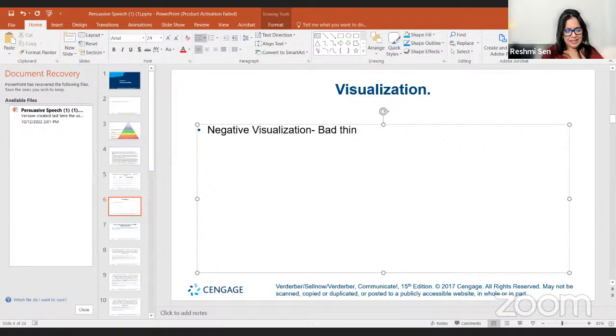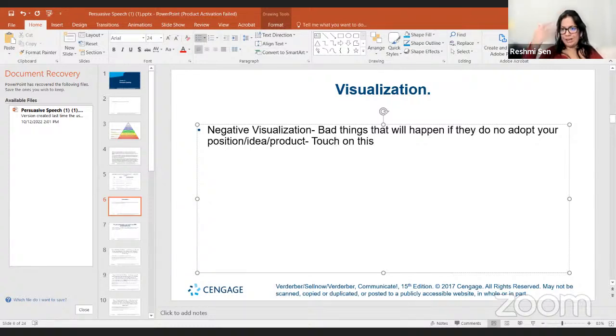Bad things that will happen if they do not adopt your position or your idea or your product. Okay. And again, very briefly, just touch on it. Just touch on this point and then quickly move to all the good things that will happen.